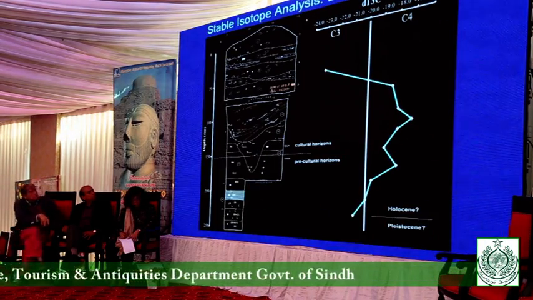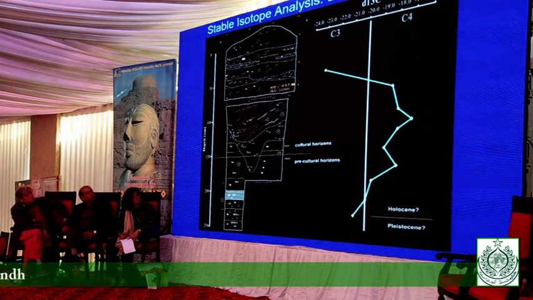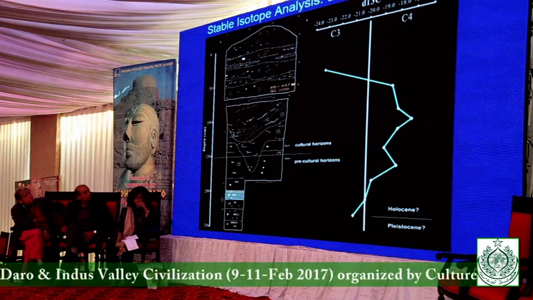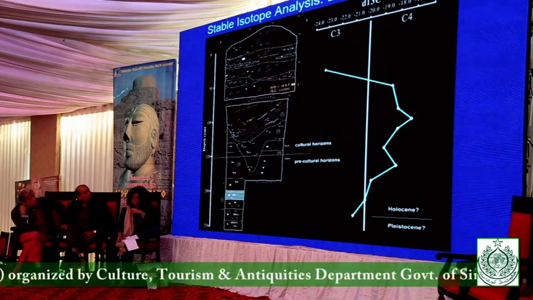Now, one of the other things, and I'm not going to go into this in any great detail, is looking at the C3 and C4 climate information. The C3 and C4 is a stable isotope carbon information that gives you an indication as to whether or not your environment is semi-arid or arid. And so we took some of that information from the natural layers and some from the cultural layers.